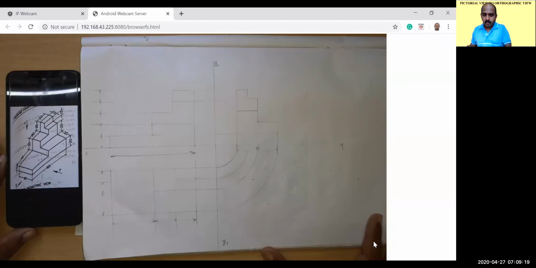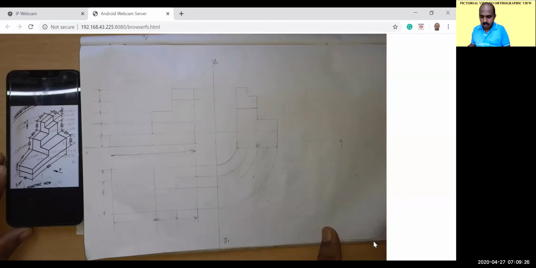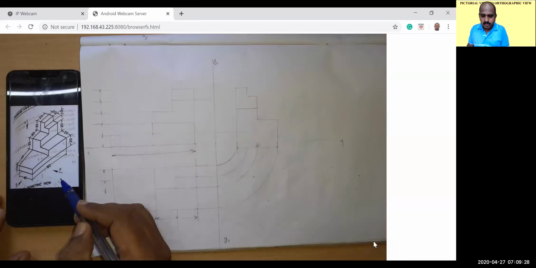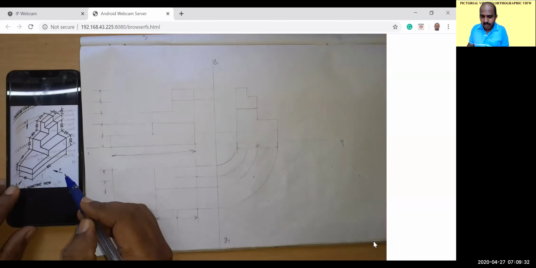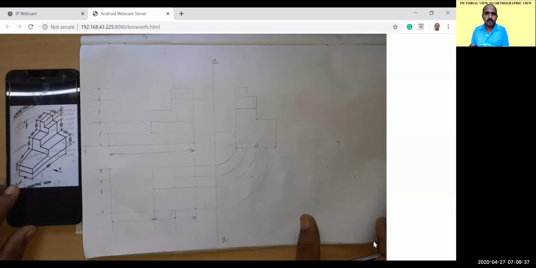I hope all of you can see the question. Okay, this is the question which is given. You need to draw the front view, top view, and the left side view.